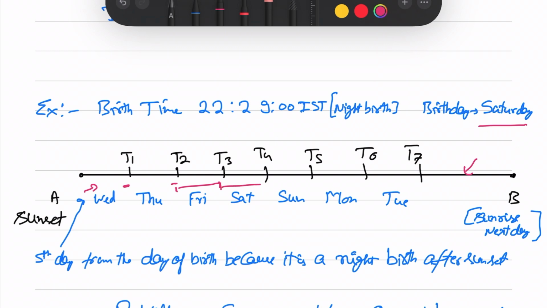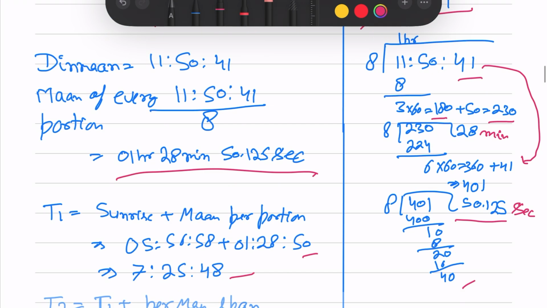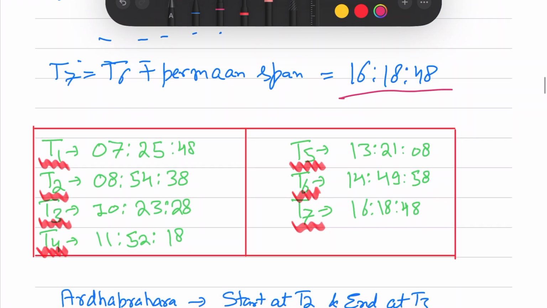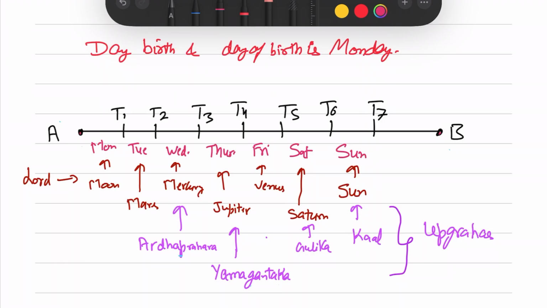T3 starts here and ends at T4. T4 starts here and ends at T5. T5 starts here and ends at T6, and T6 starts here and ends at T7. I have calculated the start time for T1, T2, T3, T4, T5, T6 and T7. So for Sri K.N. Rao sir, the birthday is Monday, so we allotted the first block to Monday, then Tuesday, Wednesday, Thursday, Friday, Saturday, Sunday, and the last block remains unallotted to any lord.